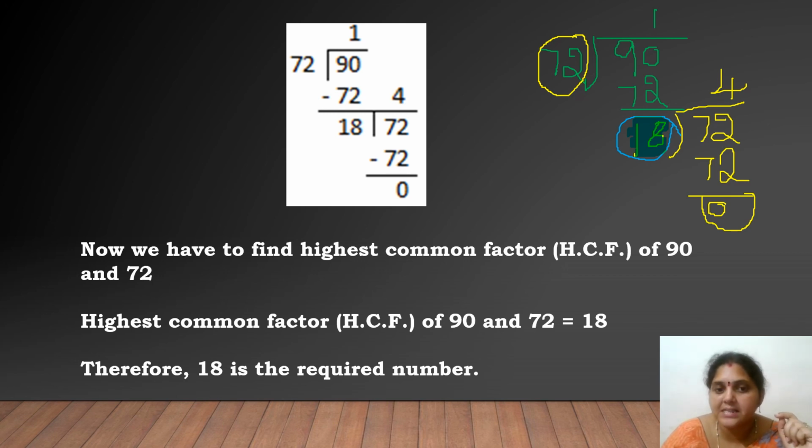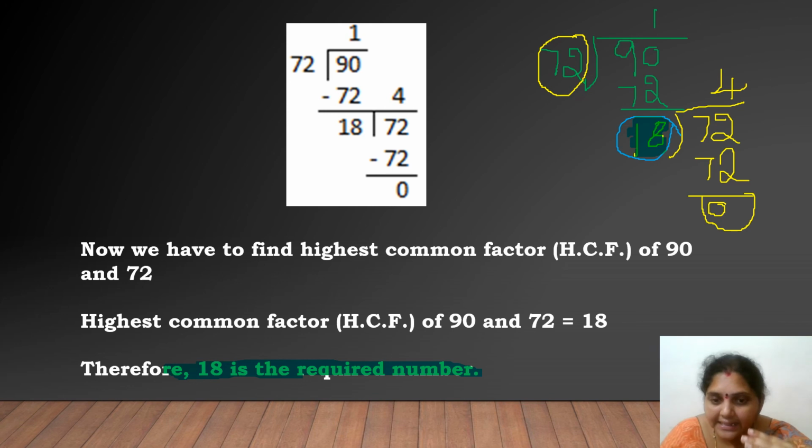Therefore 18 is the required number. This is how we are going to find, where in the case of any two numbers giving a remainder, what we have to do? We have to subtract that number and then we have to take the exact number to find the highest common factor. Hope you have understood the concept.